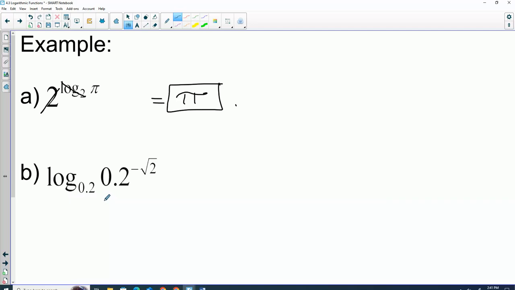Log base 0.2 of 0.2 to the negative square root of 2 power. Base of log and the exponential are the same, so they cancel each other. We just get that negative square root of 2.